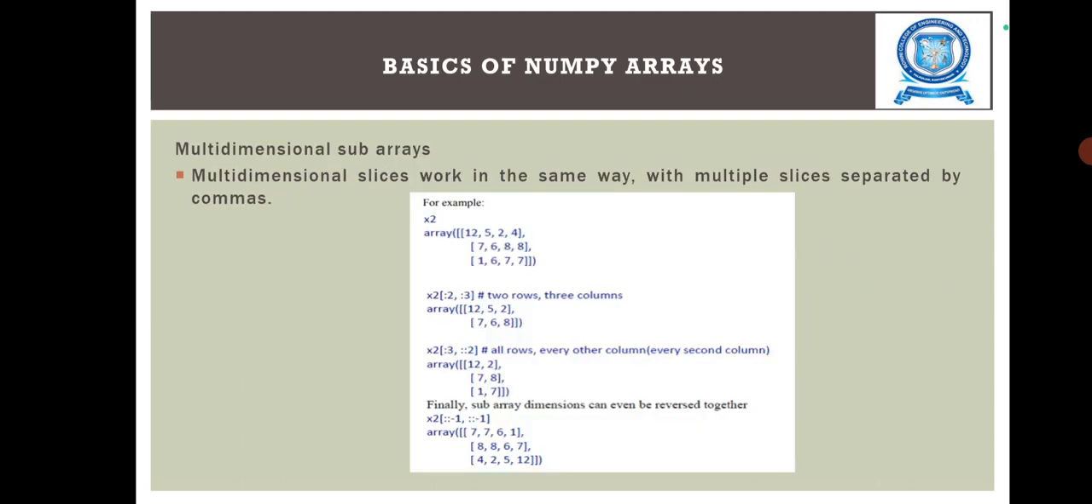The next one is multidimensional subarrays. The multidimensional slices work in the same way, with multiple slices separated by commas. Here is one sample example for the multidimensional subarrays. For example, in the array you have 4 columns and 3 rows, which represents some set of array elements. Likewise, you specify how many rows and how many columns you want. Finally, the subarray dimensions can be reversed together.